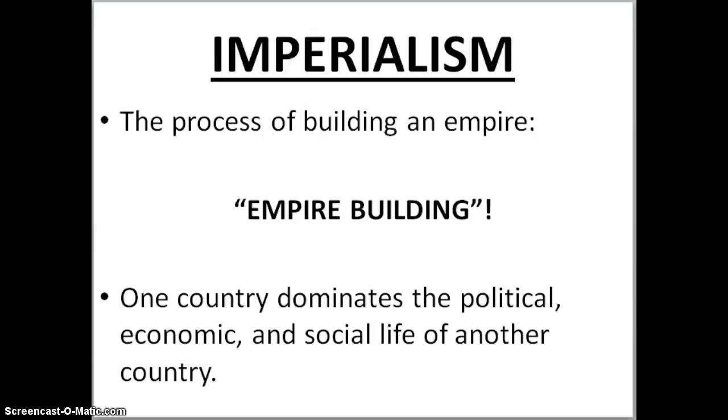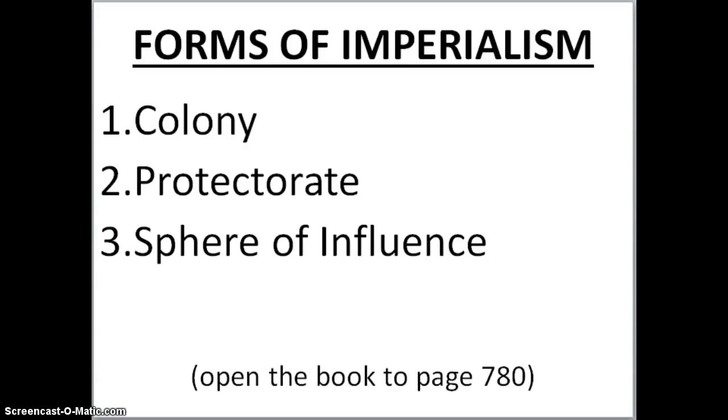And there are some forms of imperialism that you need to know. They are colony, which hopefully you all are very familiar with. Then we have a protectorate. And then we have sphere of influence, which is very much like those enclaves that we have already talked about. So right now, you need to open up your textbook to page 780.